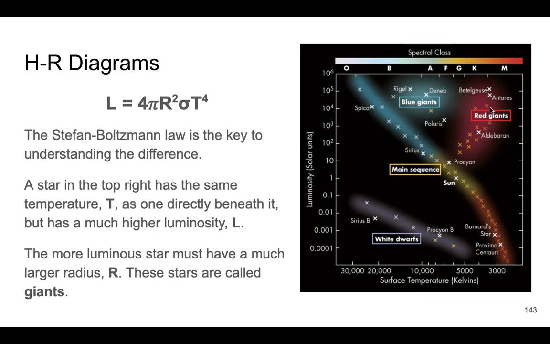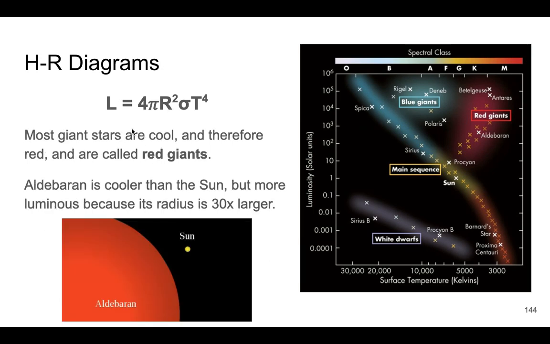Well, Antares is much bigger. T is the same in this, but for it to have a much higher luminosity, its radius must be much bigger. Antares is a red giant star. So most of the giant stars, the very big ones with big radii, these are cool, and therefore they're red, and so we call these red giants. I mean, what else are you going to call them?